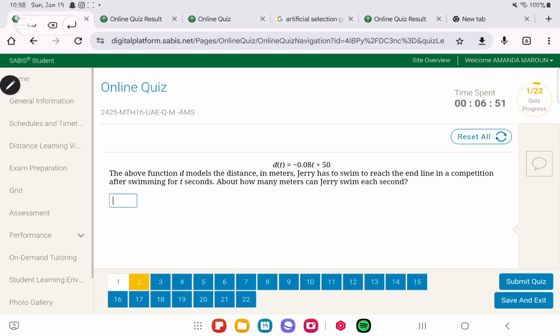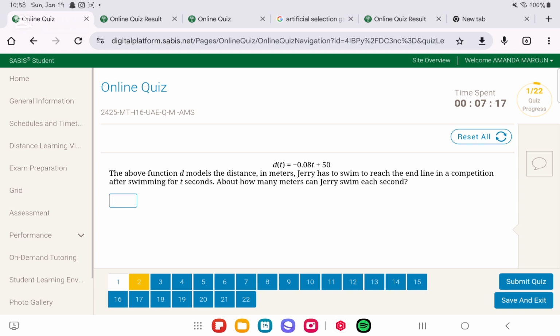We have done this question many times before. Alright, so I'm going to explain it again. The above function D models the distance in meters Jerry has to swim to reach the end line in a competition after swimming for 30 seconds. About how many meters can Jerry swim each second?